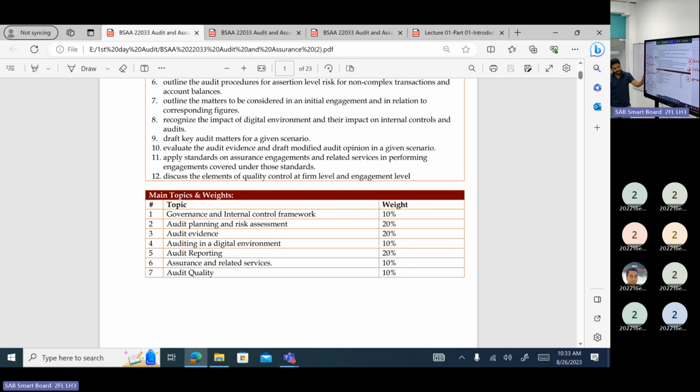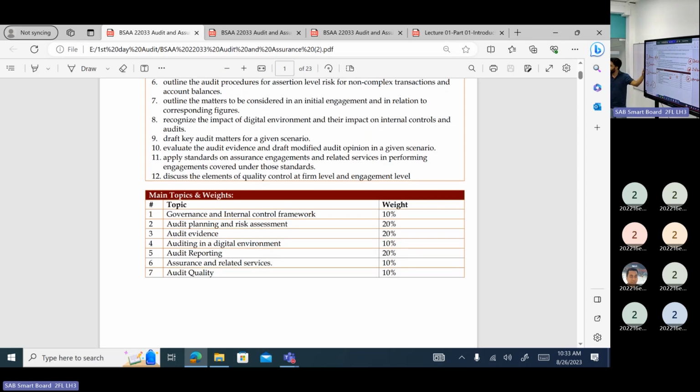Okay. So this is the first one. We are giving 10% weightage. Then we are starting audit planning and risk assessment. We can put number 1 here: audit process, planning and risk assessment. Number 2: audit evidence.